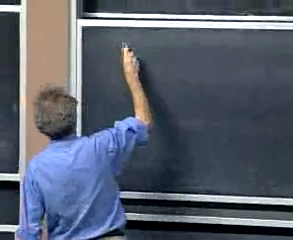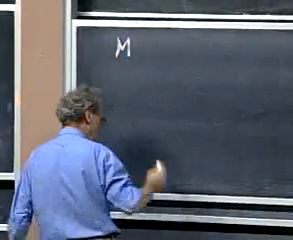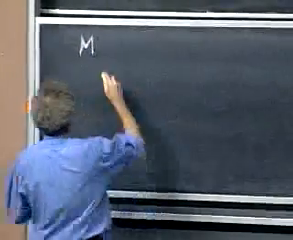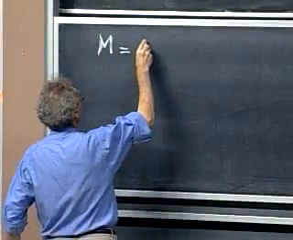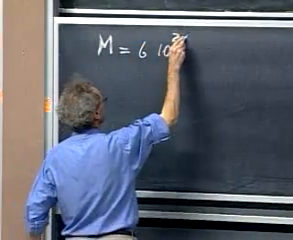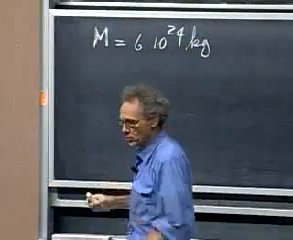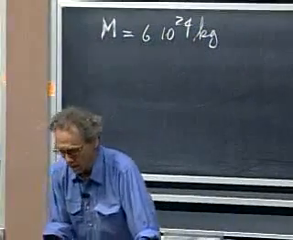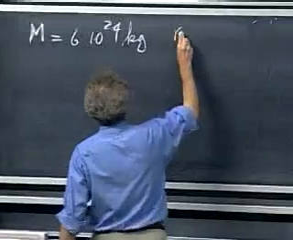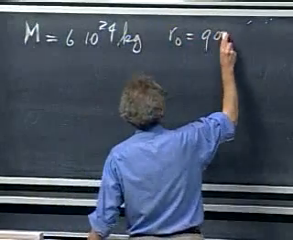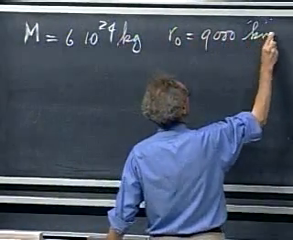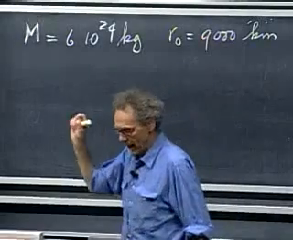We take for capital M the Earth, and that is 6 times 10 to the 24 kilograms. So that's my M. I promise you, you will know M. I will give you R0. That is 9,000 kilometers. That's the location at point D.